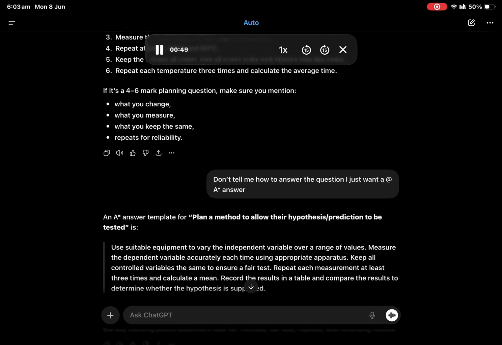If it's a 4 to 6 mark planning question, make sure you mention what you change, what you measure, what you keep the same, and repeats for reliability.